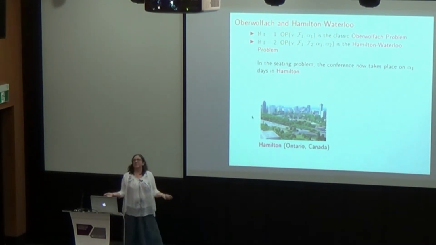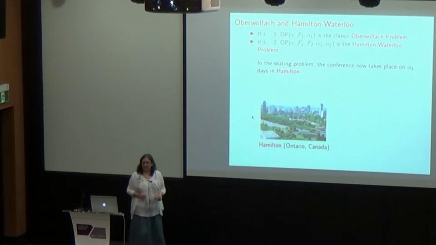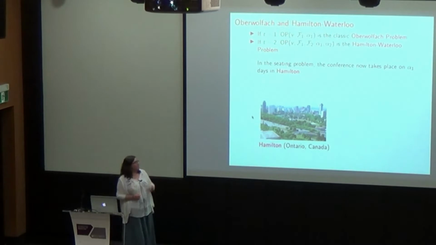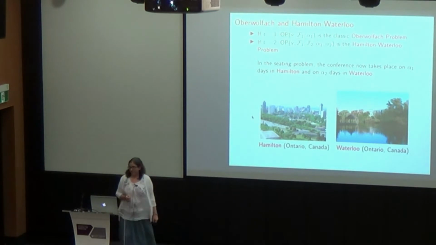If we think about the seating problem, where we're arranging dining room seating plans at a conference, now our conference takes place in 2 venues. So on alpha 1 days, we're in Hamilton, which could be here. And on alpha 2 days, we're in Waterloo.